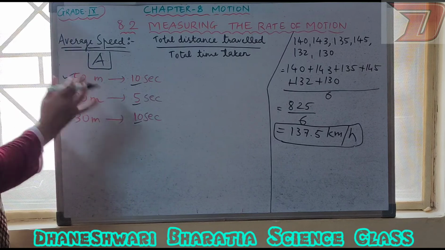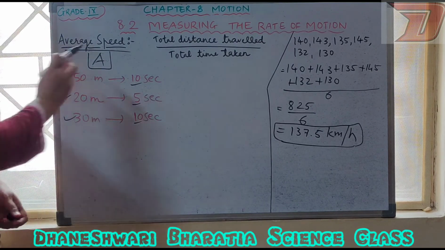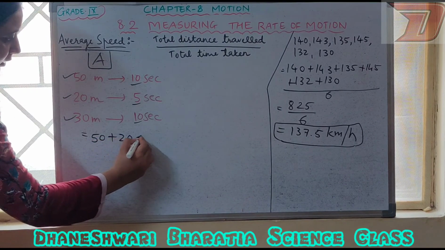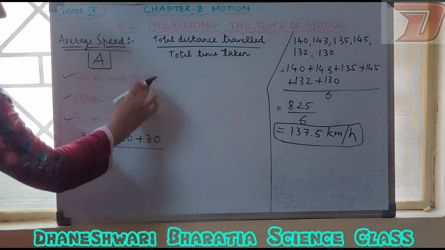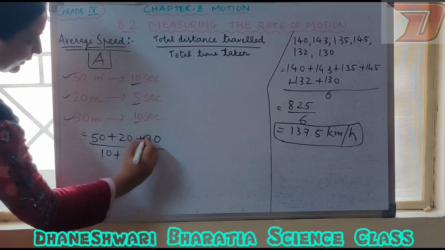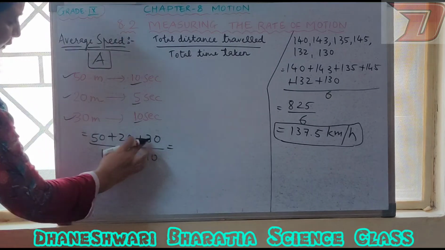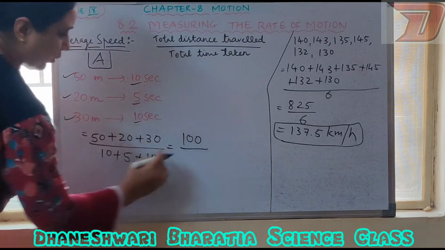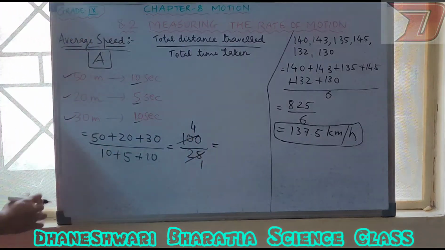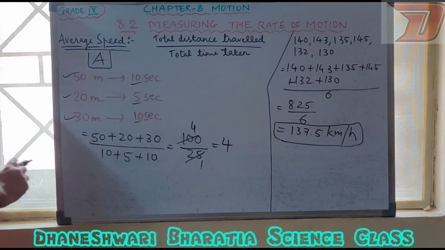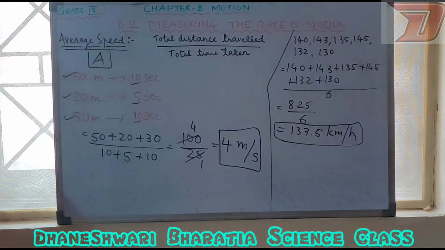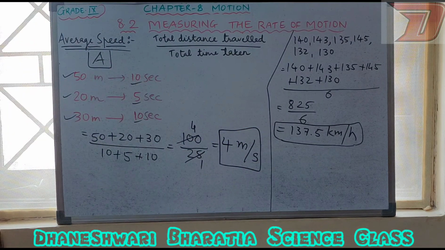So how to find the average speed? So here what do we need to do? We have to do the totaling of this distance. So how to do? 50 plus 20 plus 30 upon the totaling of the time, that is 10 plus 5 plus 10. Now if we add this, we will get 100 upon 25. On simplifying this, what have we got? 4. So what is the average speed of this particular car? It is 4 meter per second. Am I clear how to find the average speed of the given object?